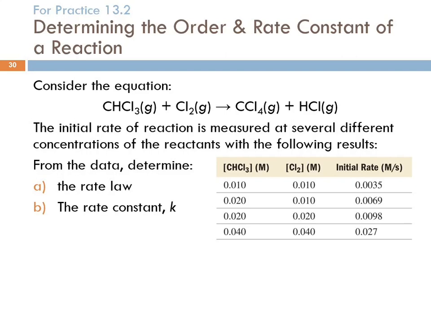For practice, determining the order and rate constant of a reaction. So here's our reaction. And it says the initial rate is measured at several different concentrations of the reactants with the following results. And from looking at this data, we have to figure out what the rate law is and what the rate constant is. Well, let's think about what's the generic rate law for this.